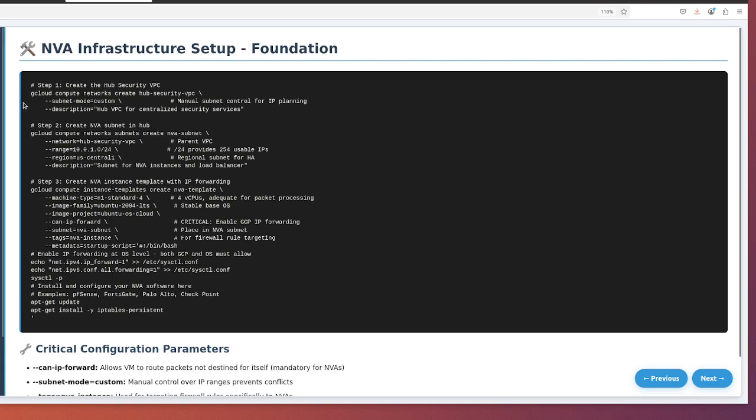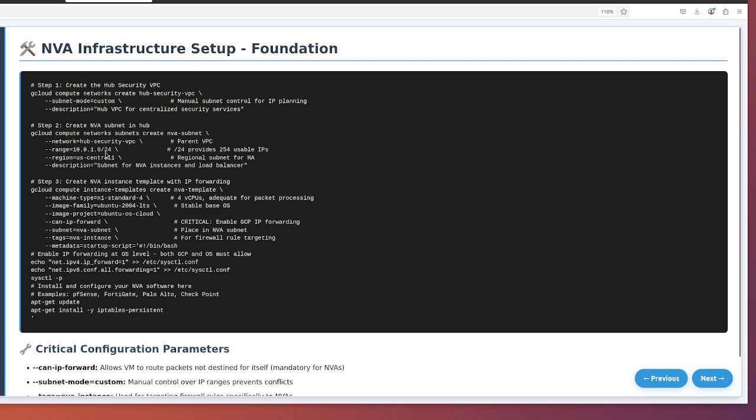We start by creating a dedicated security VPC with subnet mode custom. Custom mode gives us complete control over IP address ranges, which is crucial for complex network architectures. The alternative, auto mode, automatically creates subnets in every region, which wastes IP space and reduces control.